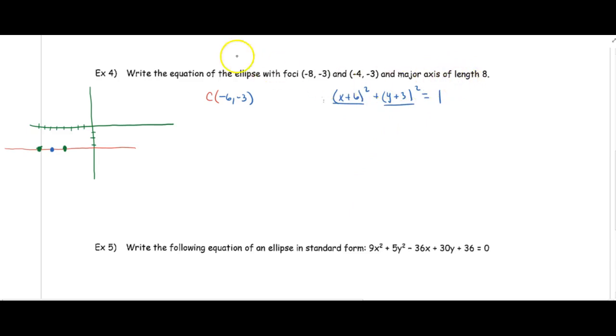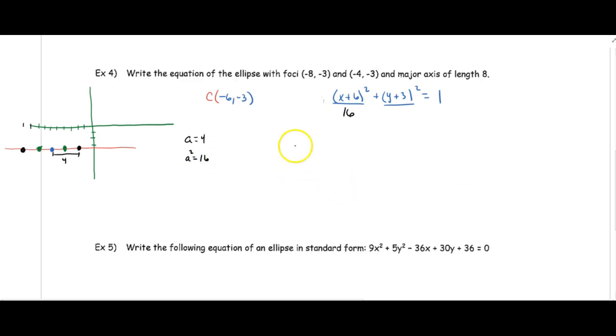Now they tell you the major axis has a length of 8. So I know I'm going to go 4 units, 1, 2, 3, 4 from the center. Then I'm going to go 1, 2, 3, 4 from the center on the other side. And if you think about it, if this is 4, I know right away a is 4. So a squared is 16.